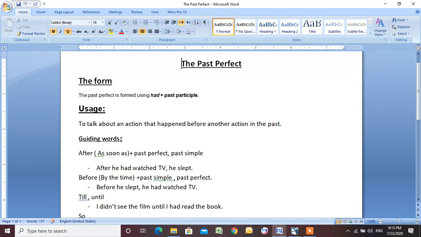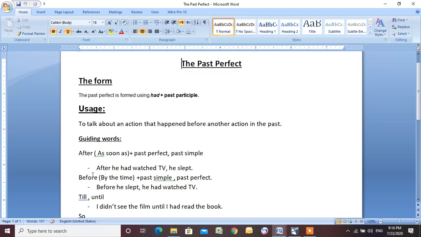Now let's see the guiding words. After and as soon as are the same. So after or as soon as, I put past perfect, and in the other sentence I put past simple. So after he had watched TV, he slept. Here I have after, and this action happened first. I put it in the past perfect. I put the other action in the past simple.